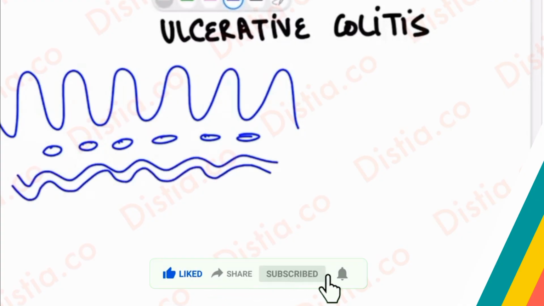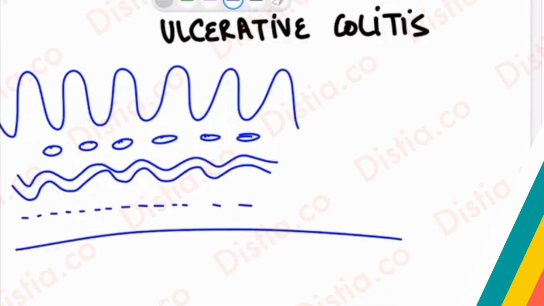I've highlighted muscularis externa, the muscles part, then the myenteric plexus, and finally the serosa. Now what happens in this condition is once again development of aphthous ulceration, but what I'm trying to show in this diagram is that these aphthous ulcers that are developing will be contiguous one after the other, unlike in Crohn's where there were some normal areas and then an ulcer. In this case I've not shown any normal area in between, it's just going to be contiguous ulceration.